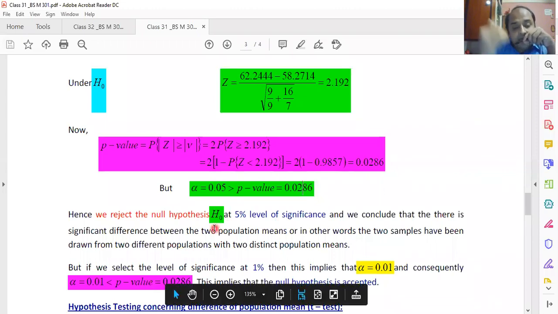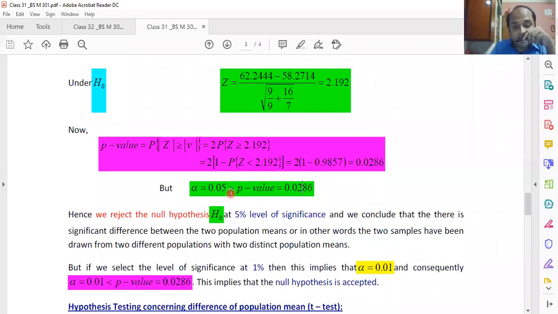So at one level of significance, 0.05, the null hypothesis is getting rejected, but at another level of significance, 0.01, the null hypothesis is being accepted. And that is the most interesting portion in this particular problem. Sometimes the problem remains the same, but on the basis of the choice of the level of significance, it is getting rejected, and on the basis of another choice, it is getting accepted. So it may so happen also.